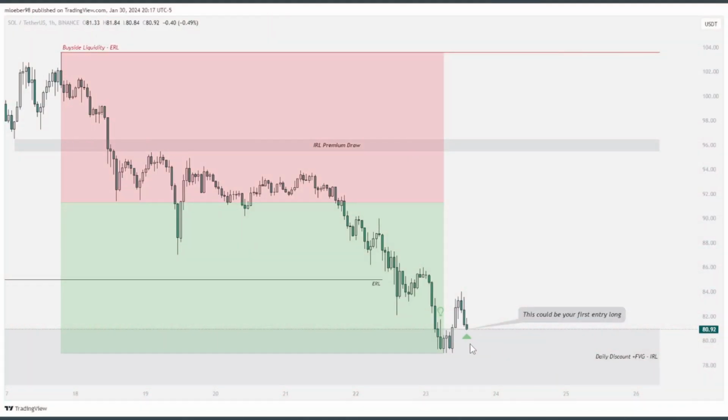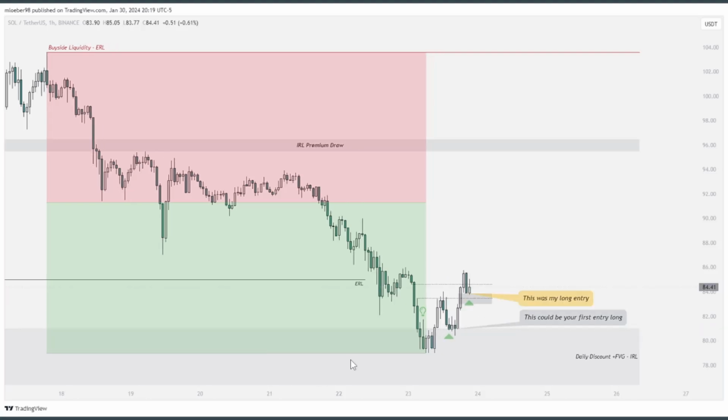And after we closed above this swing high resting here, I'm labeling that as a potential shift in market structure. Now, as you can see, if you look at this from a fractal standpoint, we took out this external range high, we closed above it, labeling our market structure shift. So this area of price here, the tag of the daily fair value gap in discount, the internal range, would be labeled as our smart money reversal. So this could be your first entry long off of that market structure shift on the hourly.